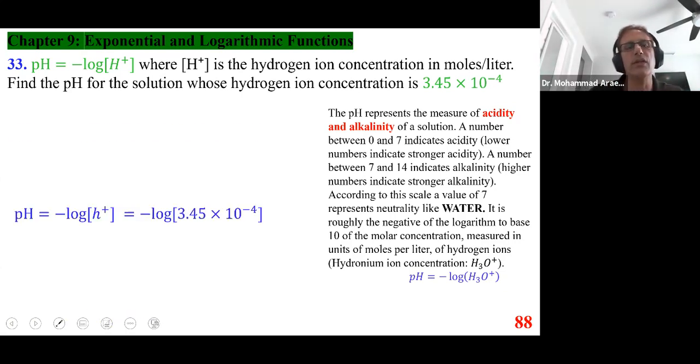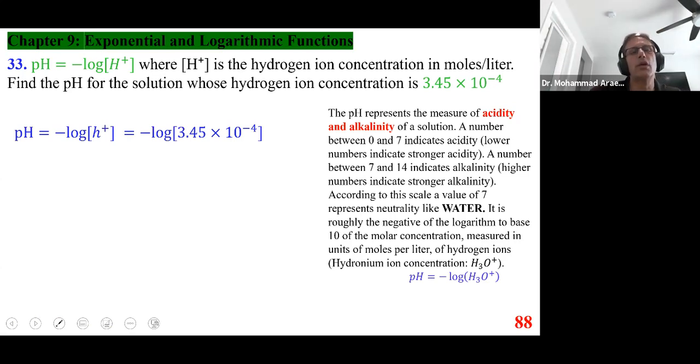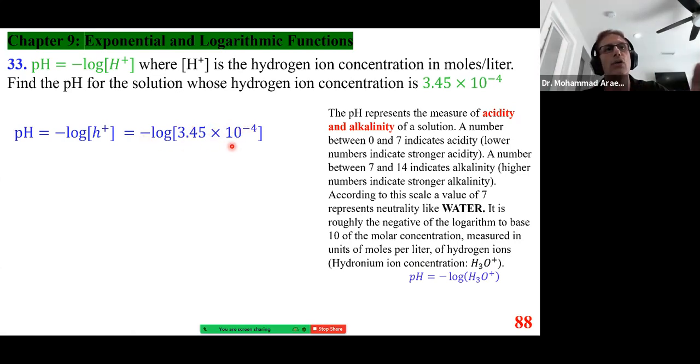So pH by definition is simply this. Now, as far as you're concerned, all you have to do is plug into a calculator and multiply by negative. That's your answer, and you're done, and it's okay. But even if you don't have a calculator, I want to show you roughly what you have, and this is what you have.